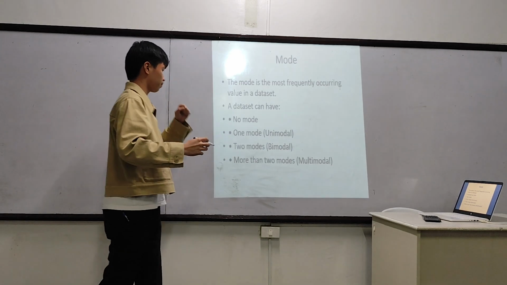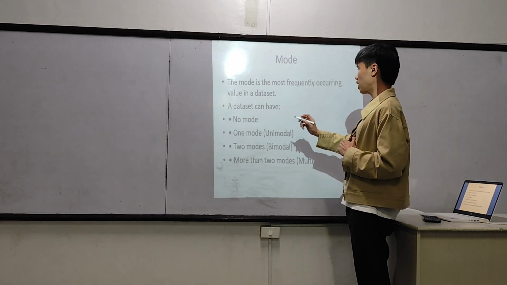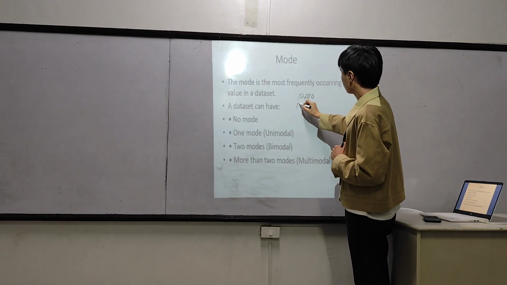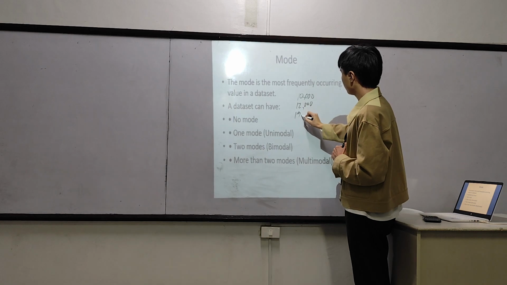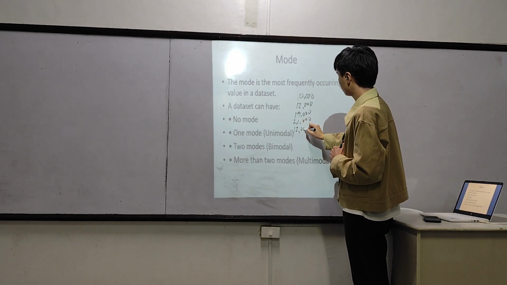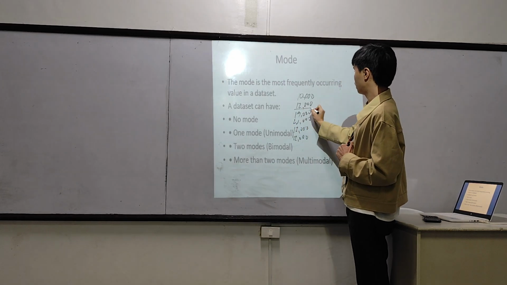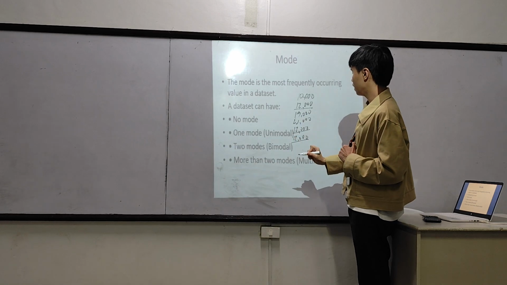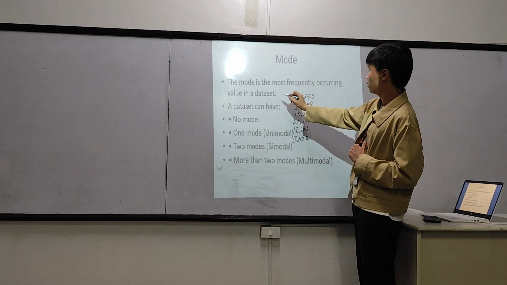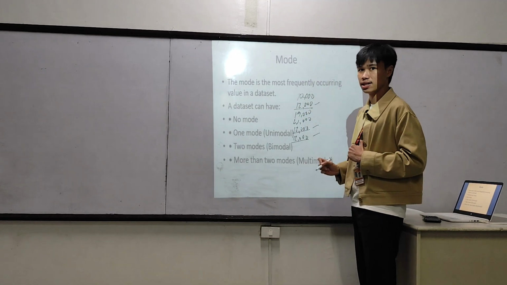So in a data set, let's assume salaries of employees: 10,000, 12,000, 13,000, 20,000, another 12,000, and 12,000. As we can see, there are duplicate numbers, which is 12,000. So we can say that this is the mode of this data set.